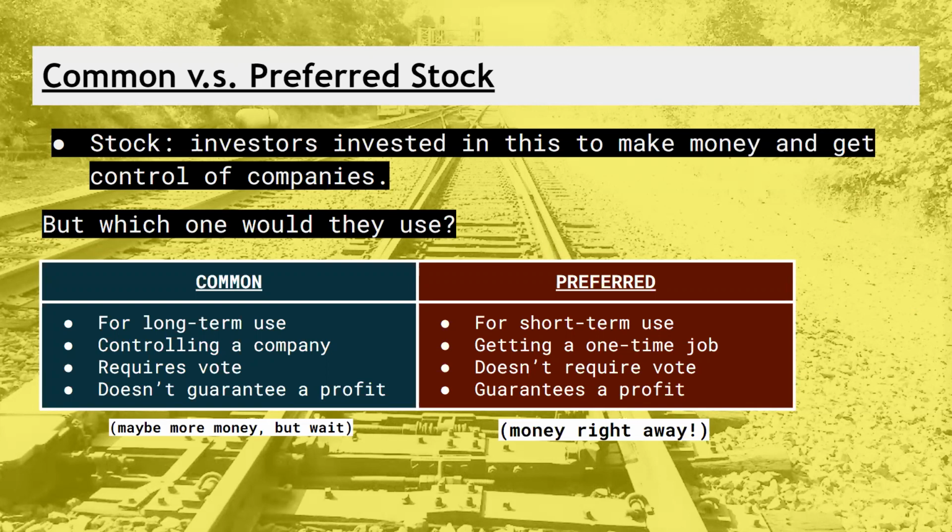And if they wanted common, that would be for a long-term use. If they wanted to control a company, they need a vote, and it doesn't guarantee a profit. So I like to say maybe more money, but wait. Preferred is short-term. It's basically the opposite of the other one. Short-term, you can get a one-time job, doesn't require a vote, guarantees profit, money right away. So it's like, okay, we'll give you money and you can get this one-time thing, but common is like, you want to control the whole company? Well, let's see if you can actually get some profit.